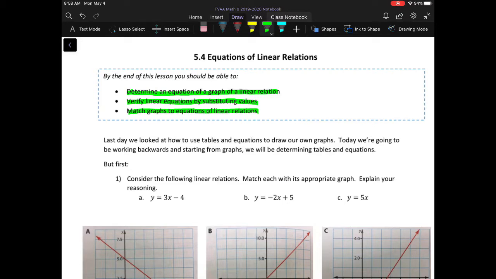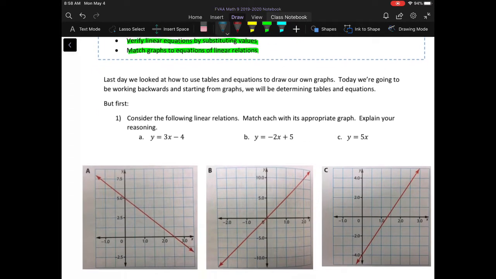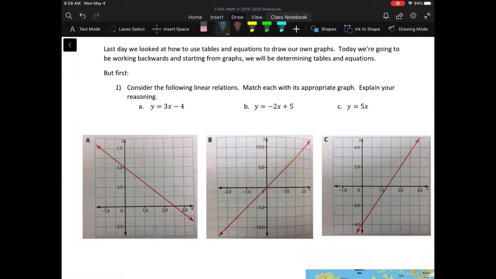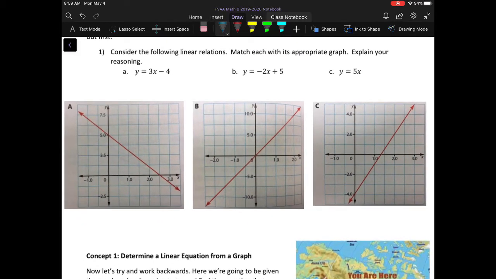So in this first question, we're going to do a matching where we have to match the graph with the equation. Just like I said, last day we looked at how to use tables and equations to draw our own graphs. Today we're going to be working backwards, and starting from graphs, we will be determining tables and equations. But first, let's try a little matching activity here. Match each equation with its appropriate graph.